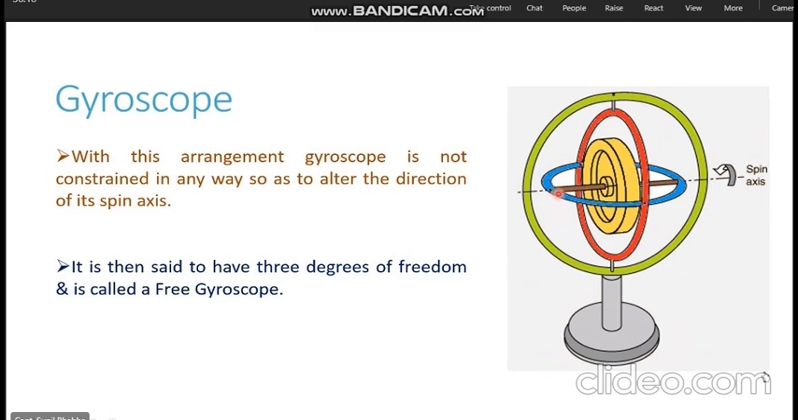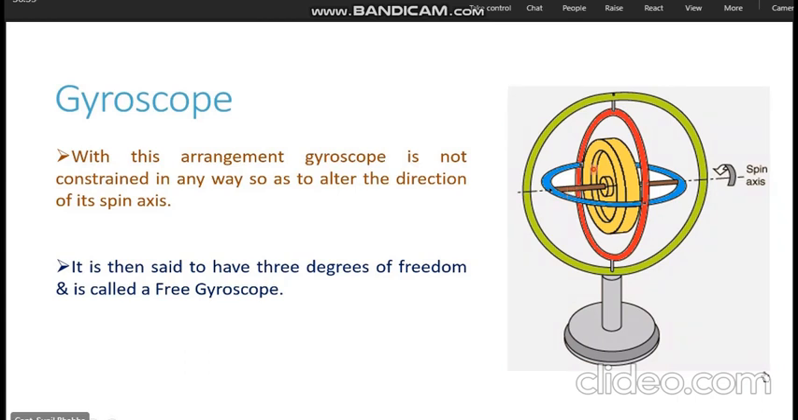This horizontal plane motion is called freedom to drift. Combined together, these are known as 3 degrees of freedom. And this particular arrangement is known as a free gyroscope. So a free gyroscope basically has two conditions.